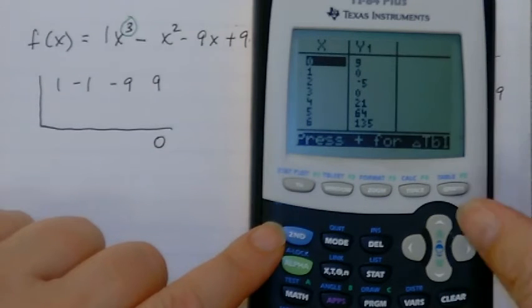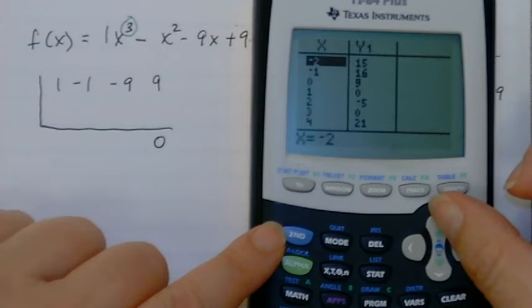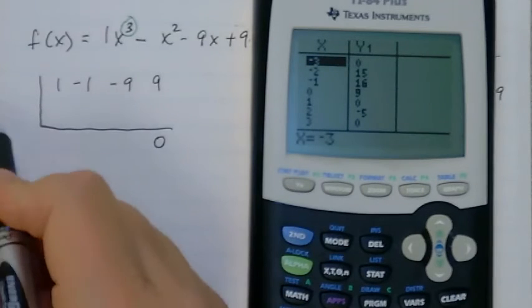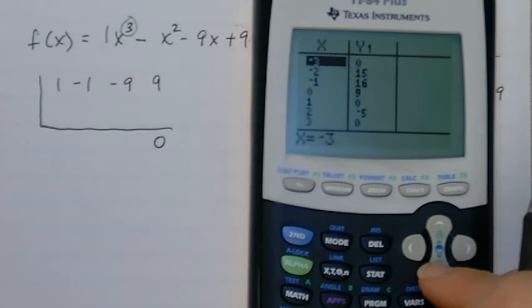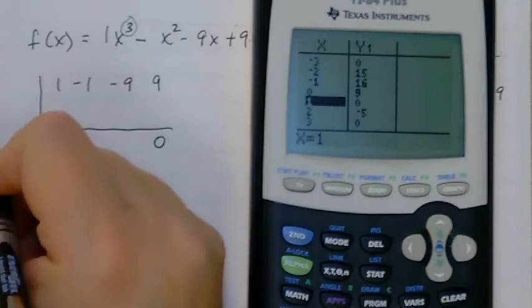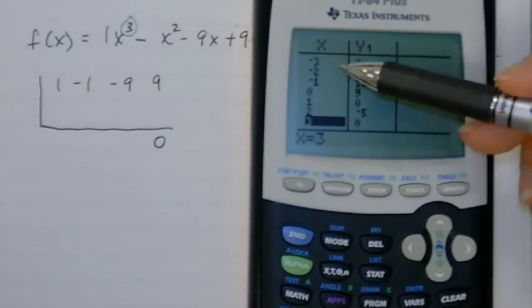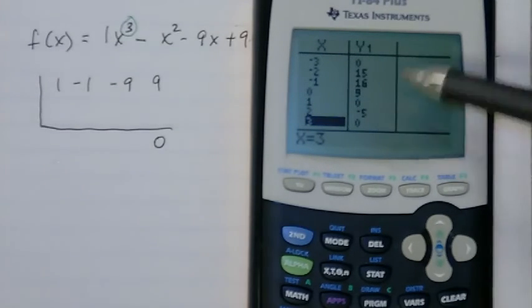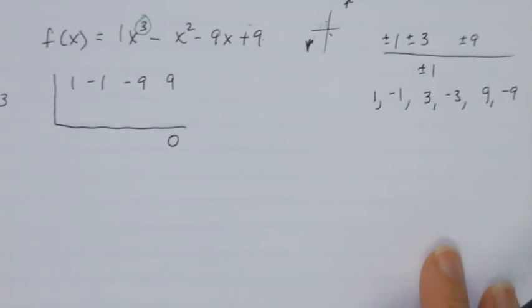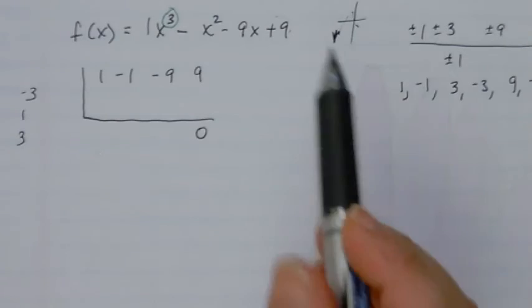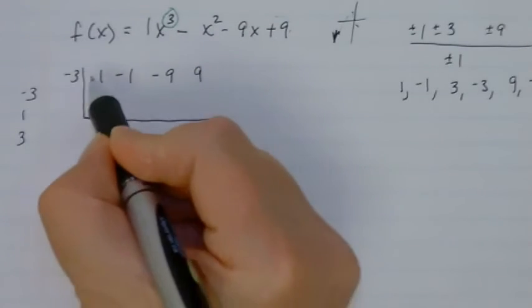Yep. Find the place where I get 0 for y. Negative 3 was 0, and 1 was 0, and 3 was 0. So I'm looking for the places where I have a number for x and a 0 for y. So now I know which numbers I want to try. What I found from my graphing calculator is that negative 3 would be a 0.